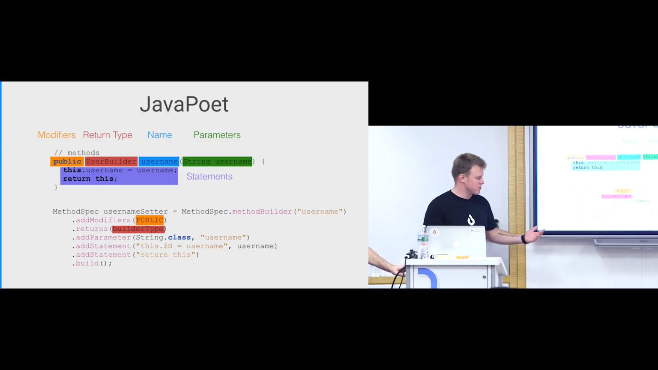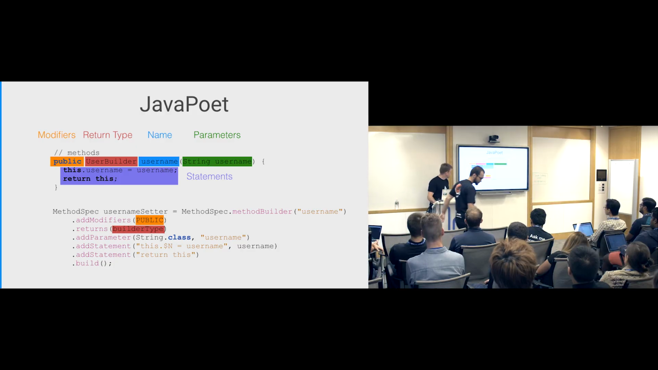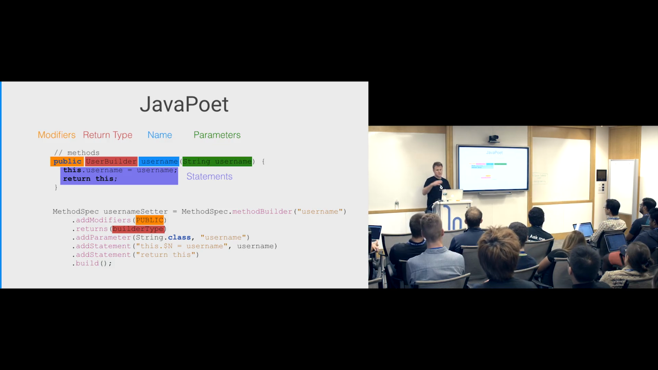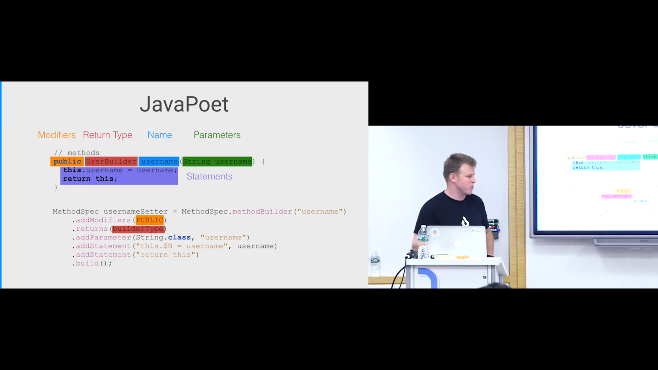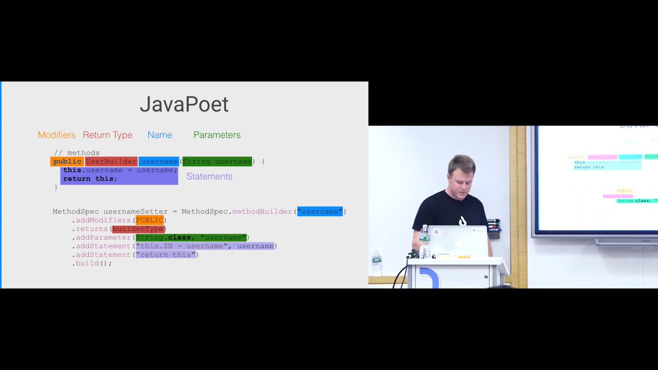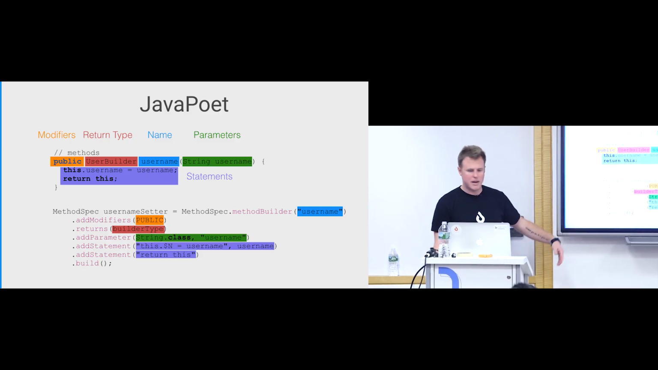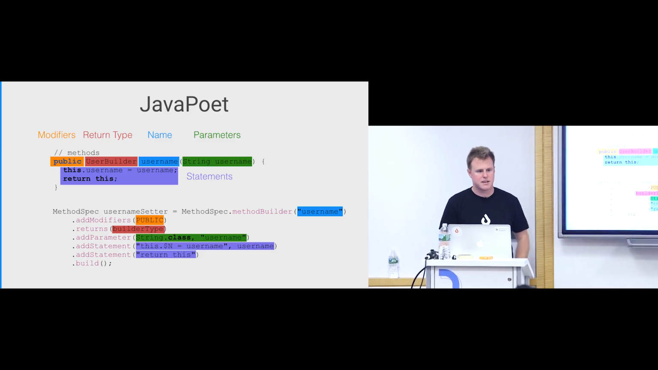We have our return type, which in this case is the builder. And this is that builder type, that ClassName that we had generated before. We have the name, and then parameters, and then we just add our statements. And you can see this fluent API makes it really easy. If this was a longer method, add statement, add statement, add statement until you're done.